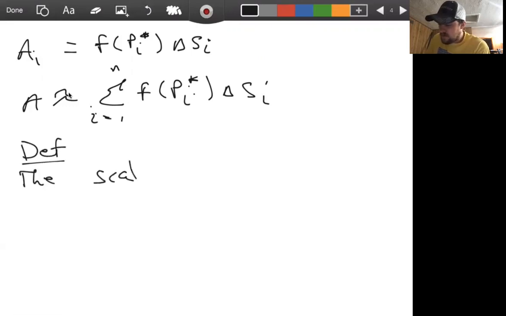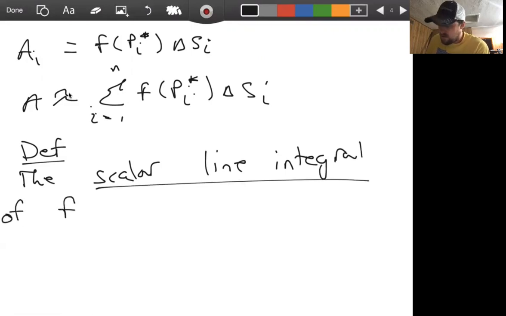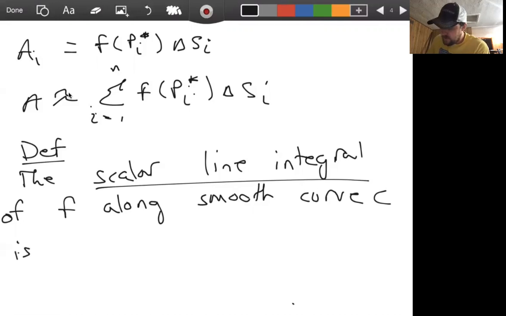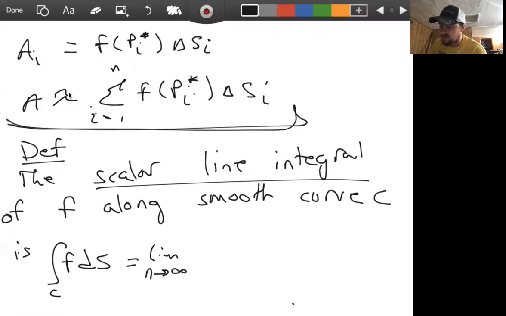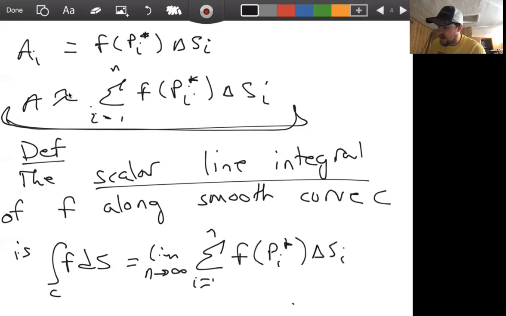Okay, and so let's give a definition. The scalar line integral of f along smooth curve C is given by, and we write this notation, the integral of f ds, right? And this works for the 2 or 3-dimensional case. That's why I've been leaving out how many variables we're talking about, because it's the same construction either way. And this is the limit as n tends to infinity of this approximate area, right? Because as we take these sums to be greater and greater, the delta Si become infinitesimally small, and then this is no longer an approximation. And this is the limit, the sum as i goes from 1 to n of f of Pi star delta Si.